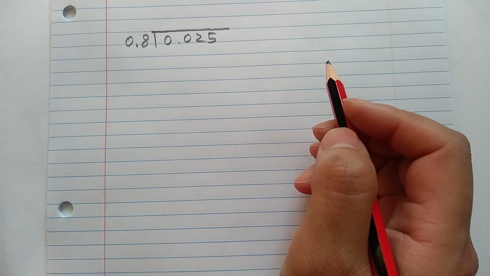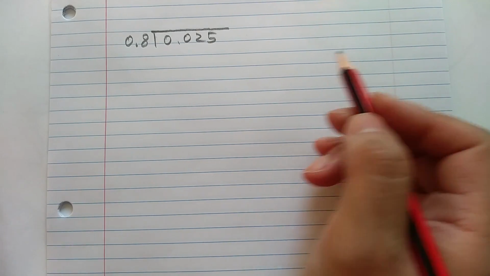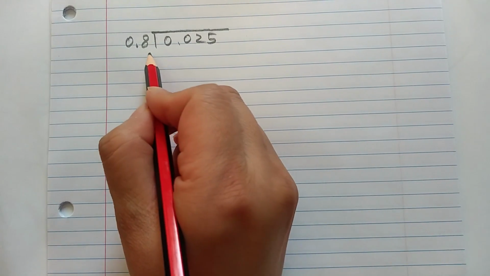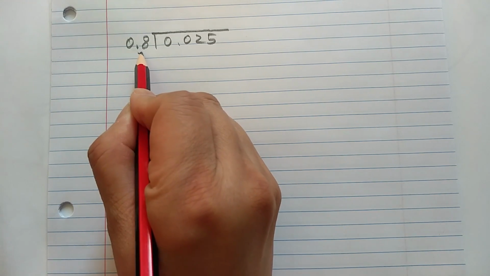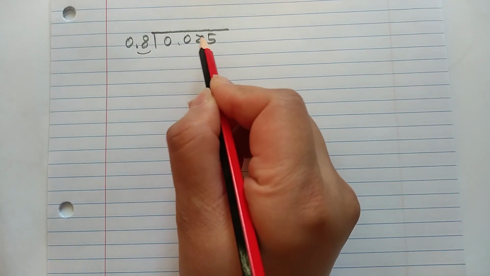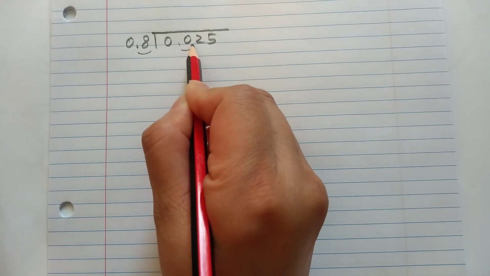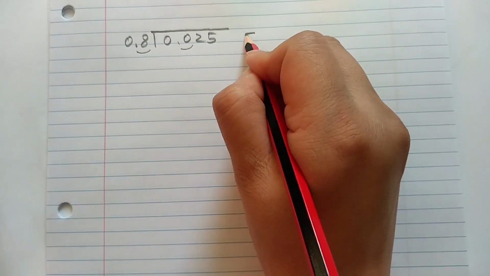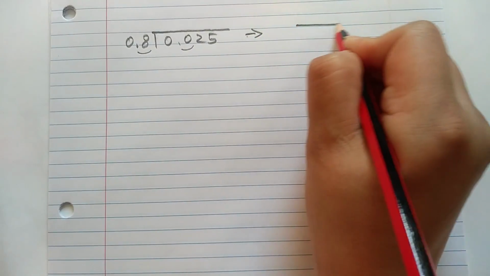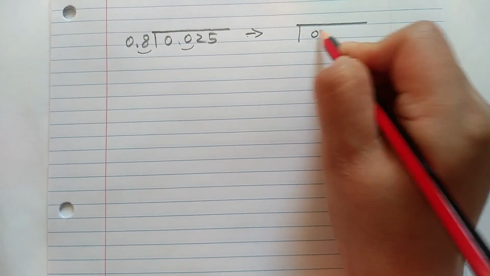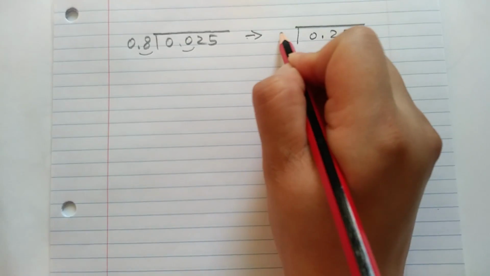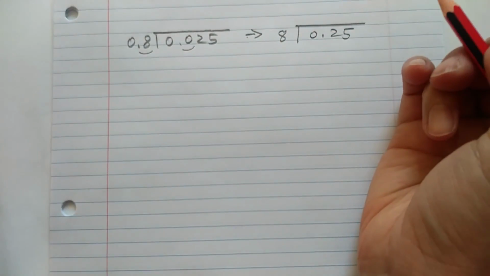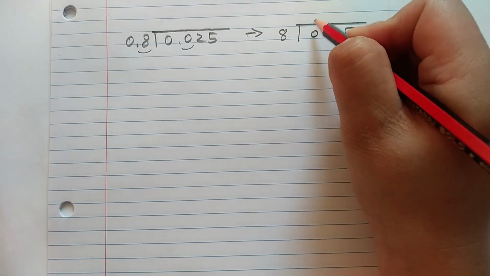0.025 divided by 0.8. We want to get rid of the decimal for the divisor, so move the decimal point one step to the right. Do the same for the dividend. One step to the right, so this becomes 0.25 divided by 8. So let's do the division now.